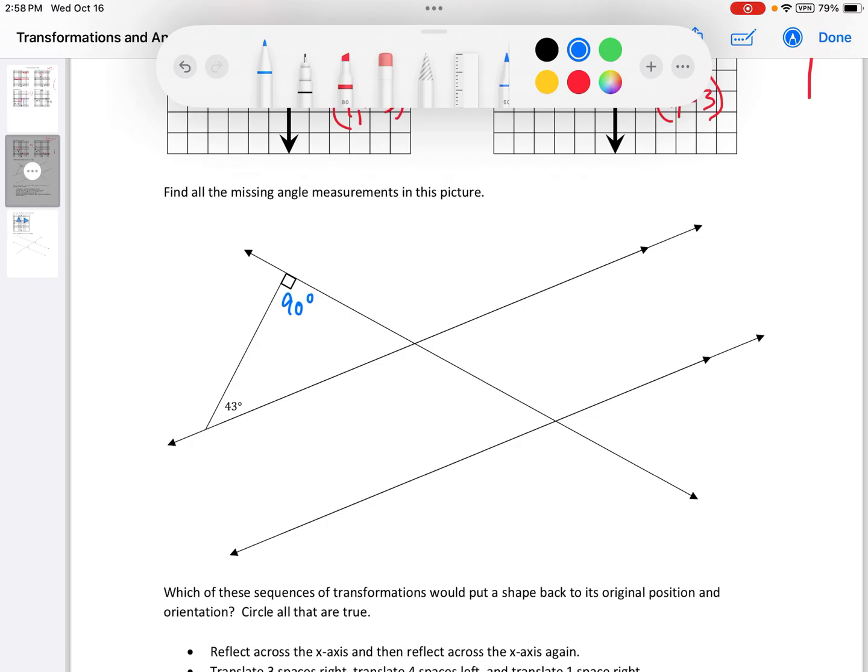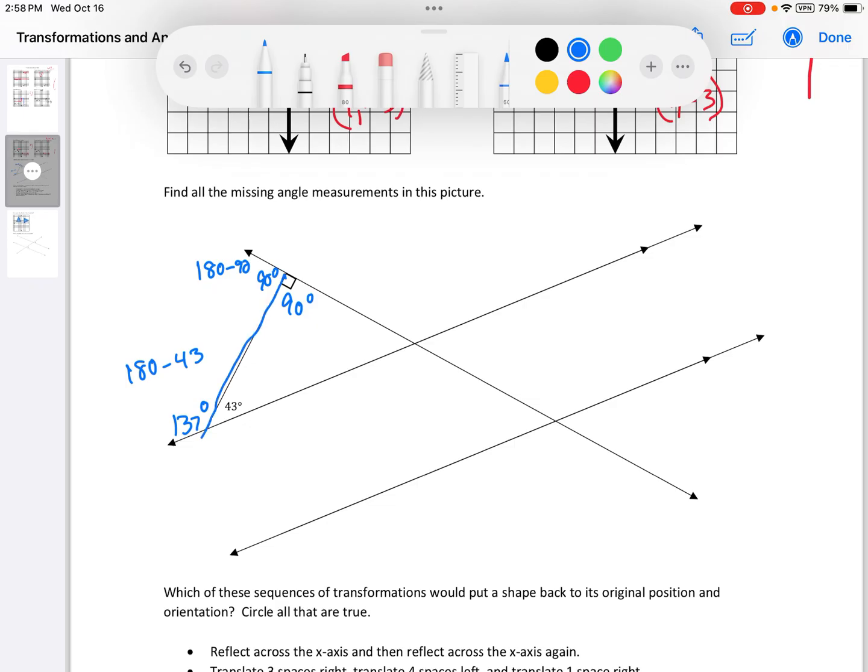This is 43 degrees, and this is a straight angle. A straight angle is 180 degrees, so to get this one, I will do 180 minus 43, which is 137 degrees. To get this angle next, well, this is a straight angle, and that's 180 degrees. So to get the other part, I will do 180 minus 90, which is 90 degrees for there also.